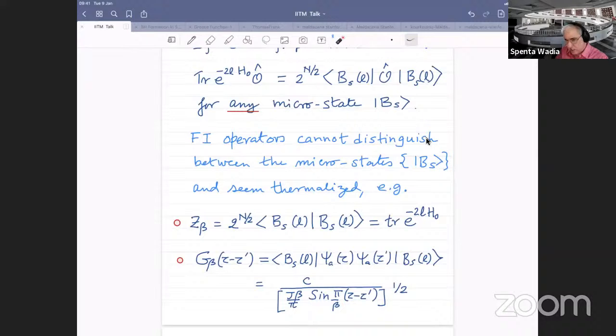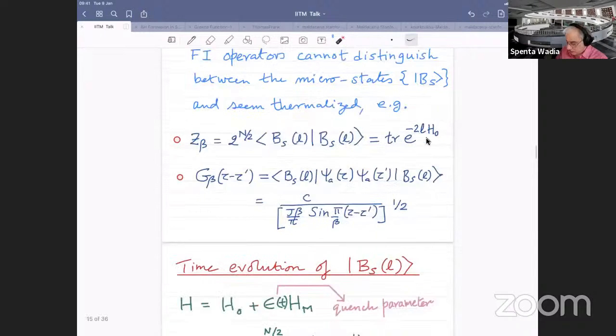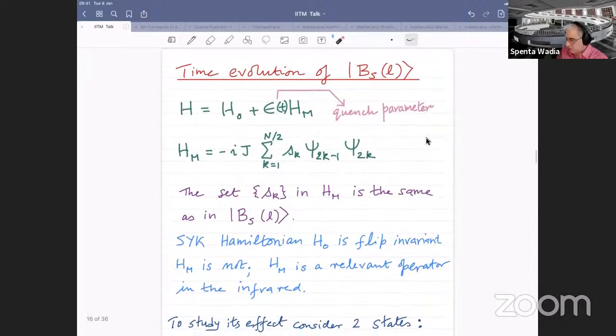That was the real motivation of Kourkoulou and Maldacena. I have just two formulas over here for your information: the partition function is essentially the norm of these B_S states for any S. And again, you can compute the thermal 2-point Green's function in Euclidean time over here, given by essentially, again, an expectation value in a pure state. It's quite remarkable, actually. So in a sense, the system for certain operators immediately thermalizes. I mean, there is no waiting or anything. So that's a property of the SYK model, which is quite interesting.